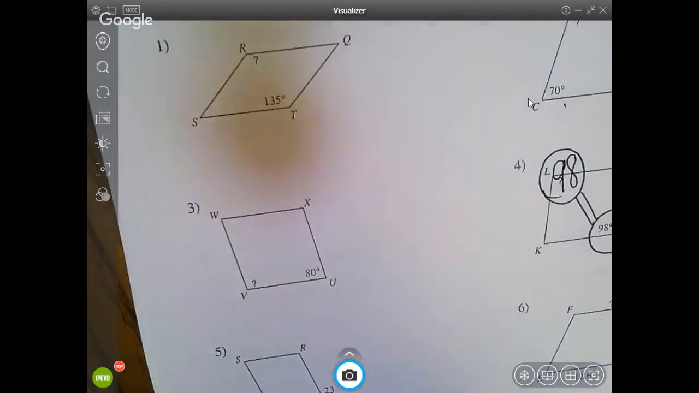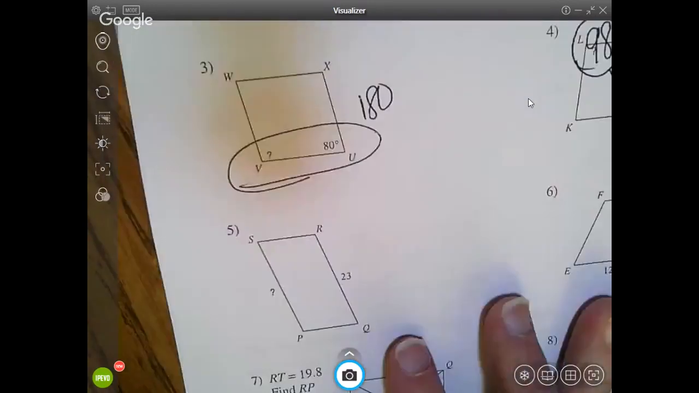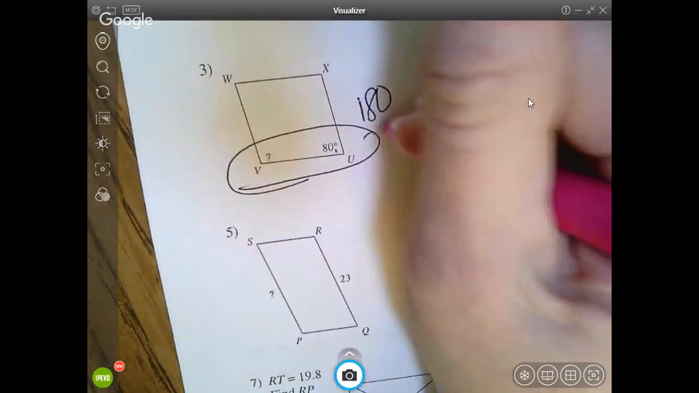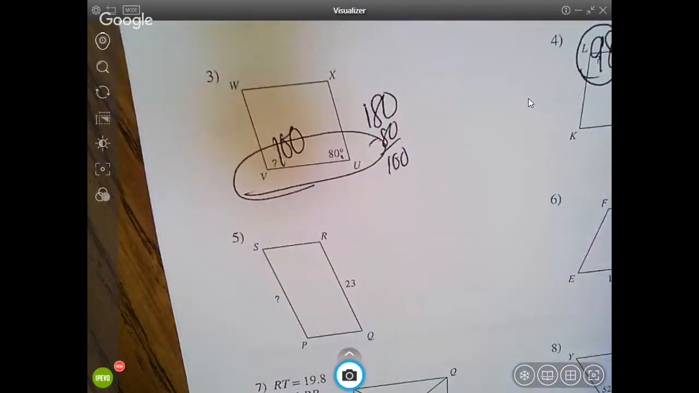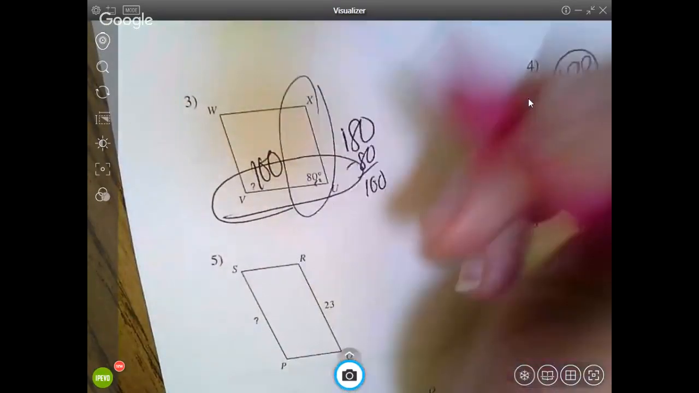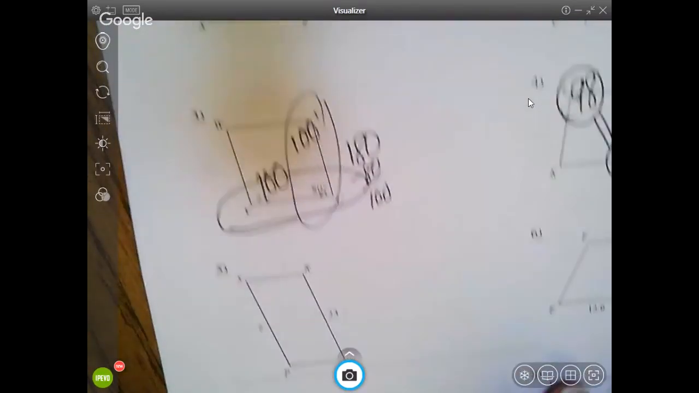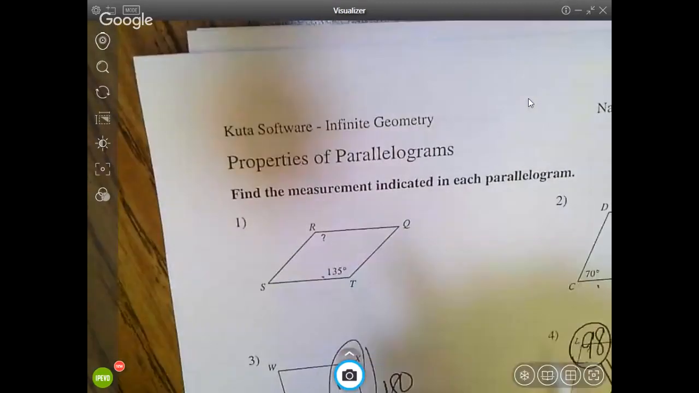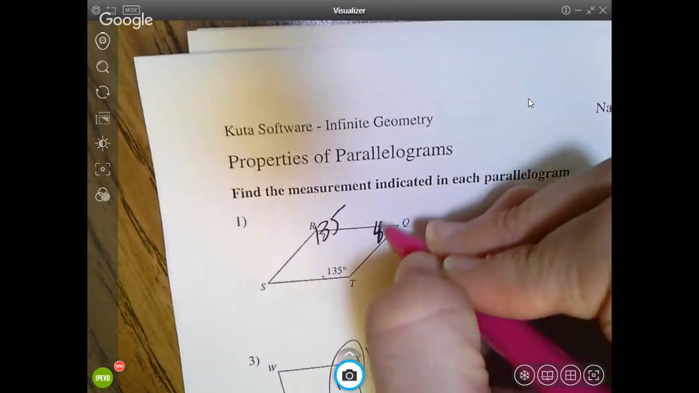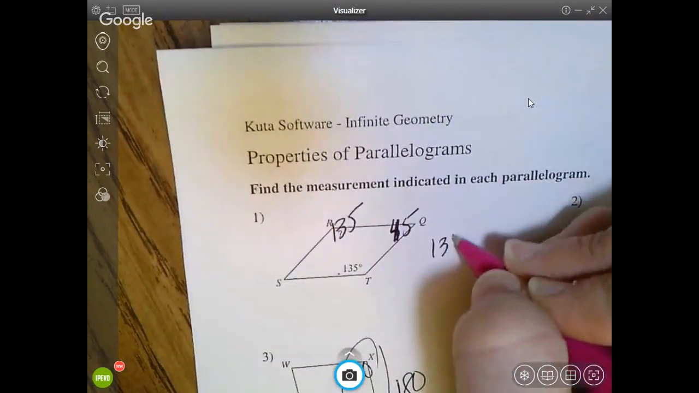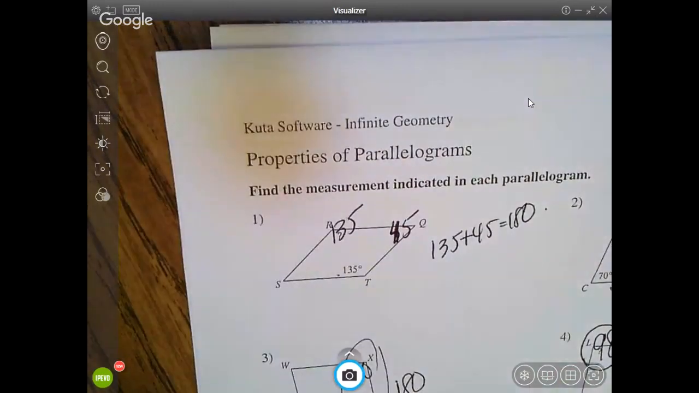If they're next to each other, then they equal 180. So if this is 80, 180 minus 80 is 100, so this has to be 100. And I also could do 180 minus 80 here and get 100 also. Okay, so if this is 135, I know this is 135, and this has to be 45. Because 135 plus 45 gives me 180. Anyone need more help with that?